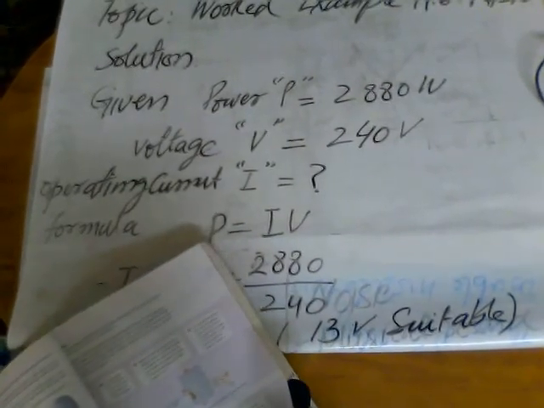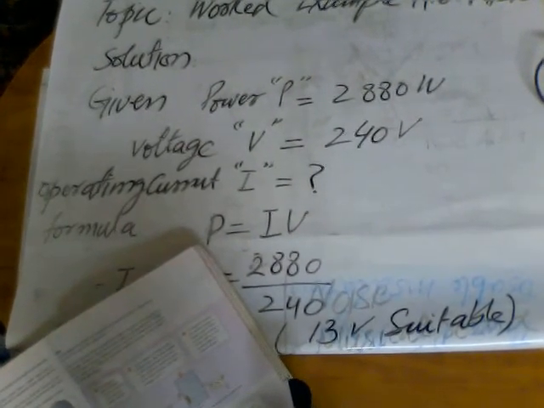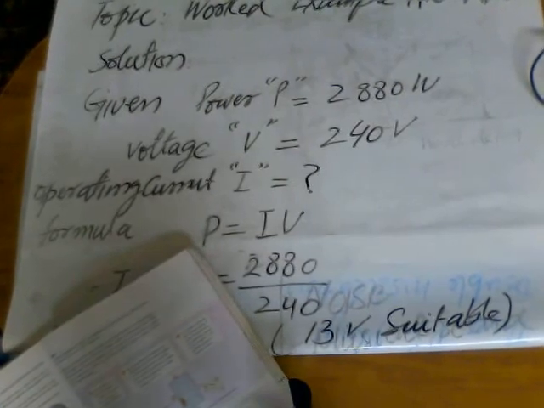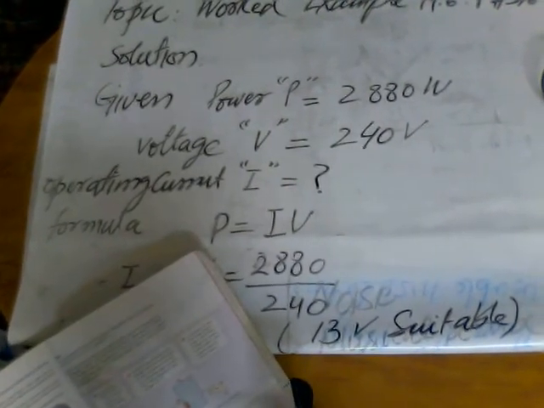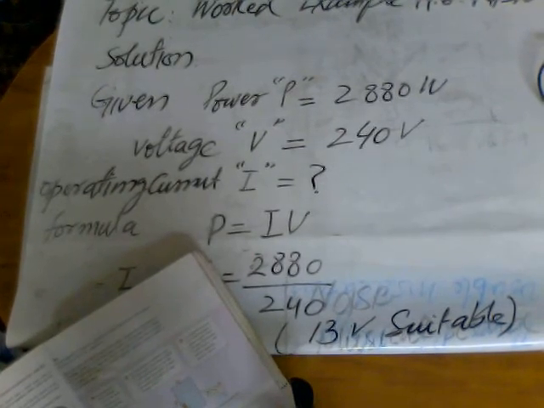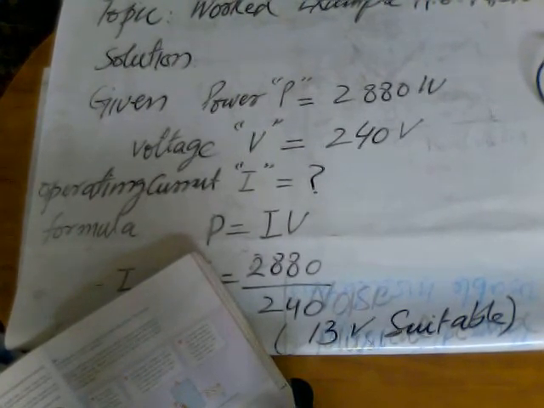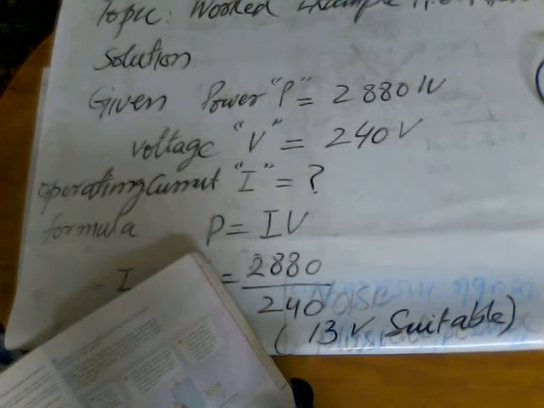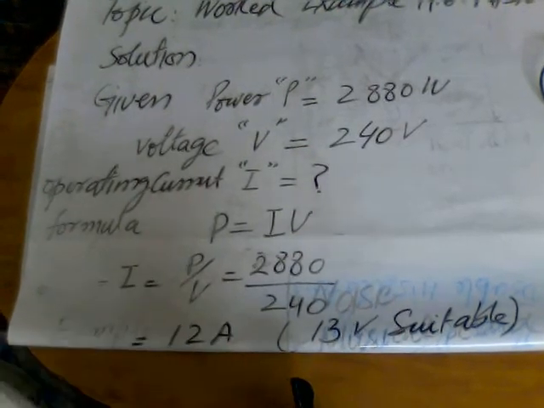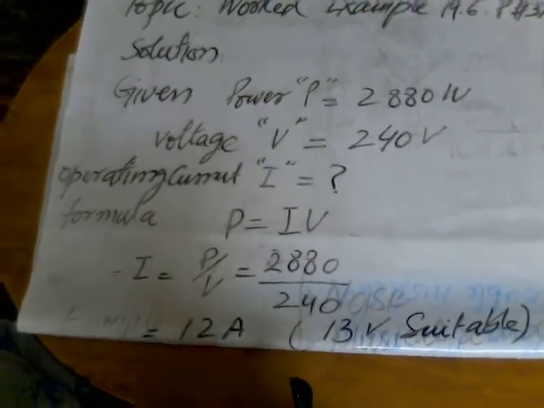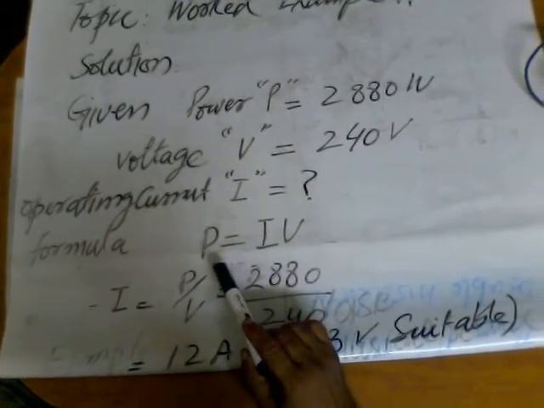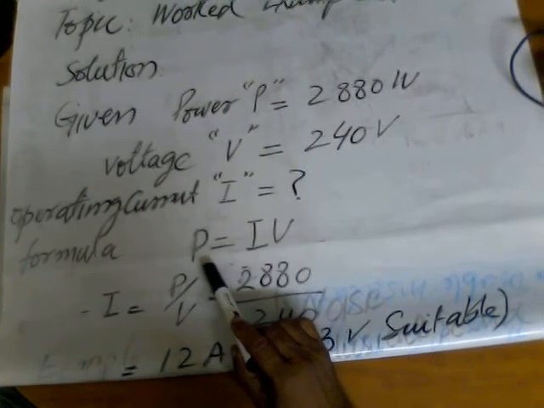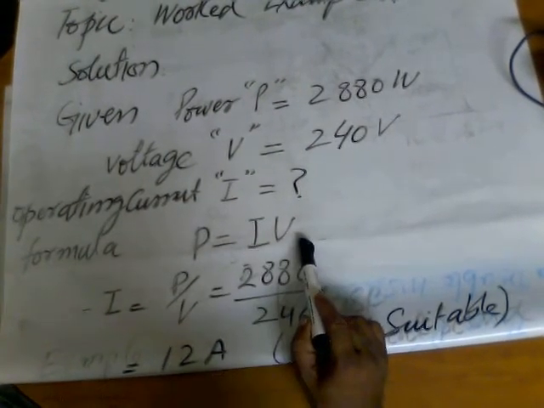What we have to calculate? Two things. That calculate the operating current, I. Also we have to suggest a suitable rating for the fuse to protect the heater from overheating. Now, you are already familiar with this formula. P is equal to IV.